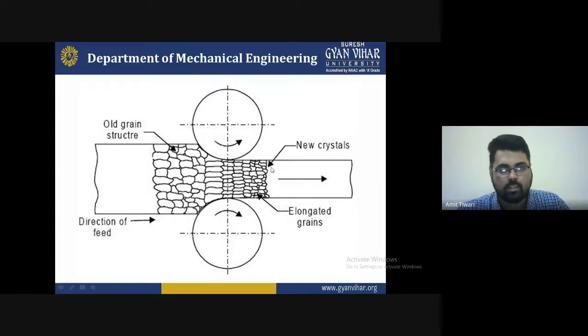That is, you can see here, this is the smallest structure of form, which has very strong bonding. Good mechanical properties and strength are produced with the new shape or form. So these are some workings of the hot working process, above the recrystallization temperature.